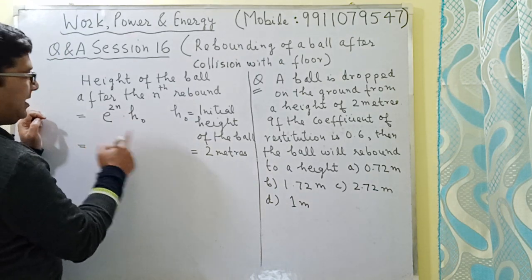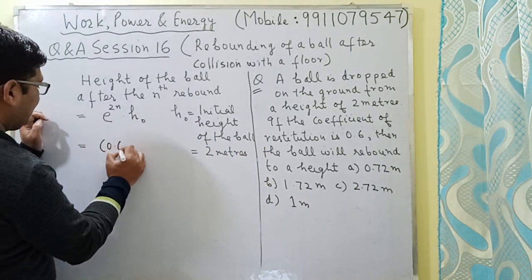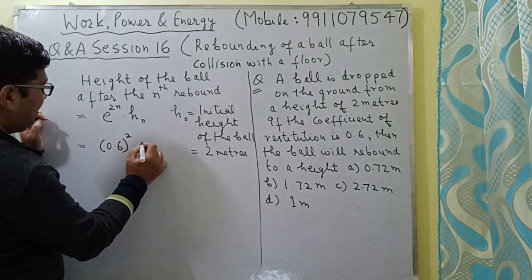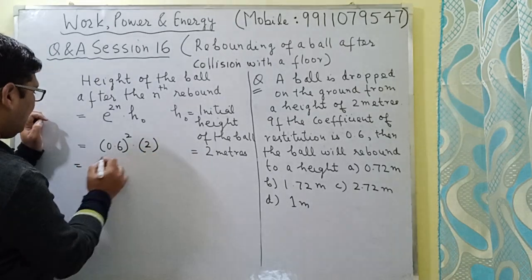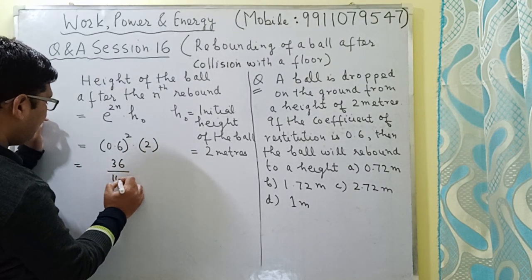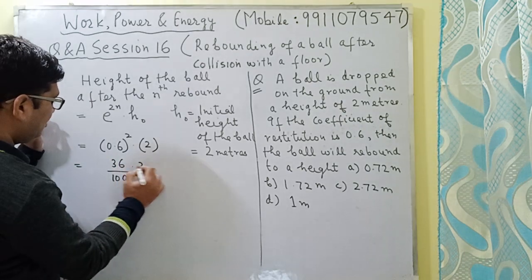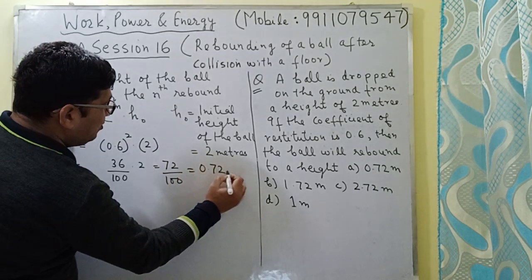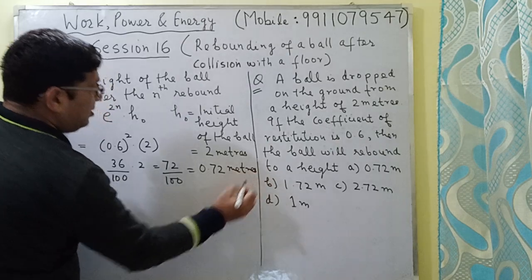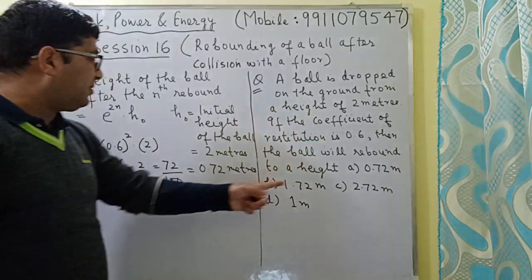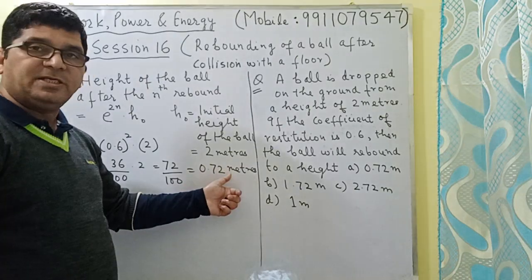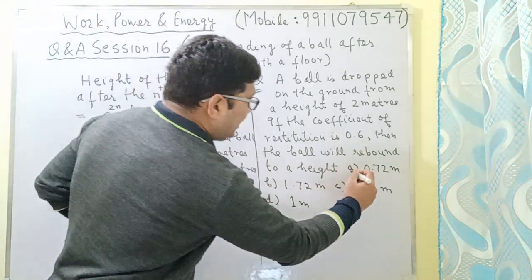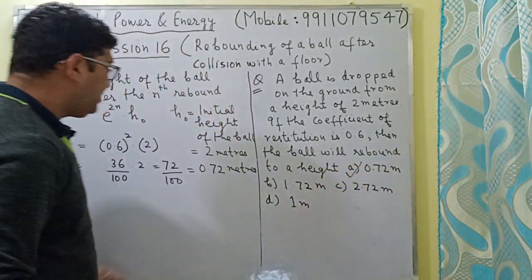So if n is equal to 1 and e is equal to 0.6, that is equal to 0.6 to the power 2 into h naught. h naught is equal to 2. So this is equal to 36 by 100 into 2, which is equal to 72 by 100, and this is equal to 0.72 meters. So the ball will rebound to a height of 0.72 meters. That is, our correct option is A, that is 0.72 meters.